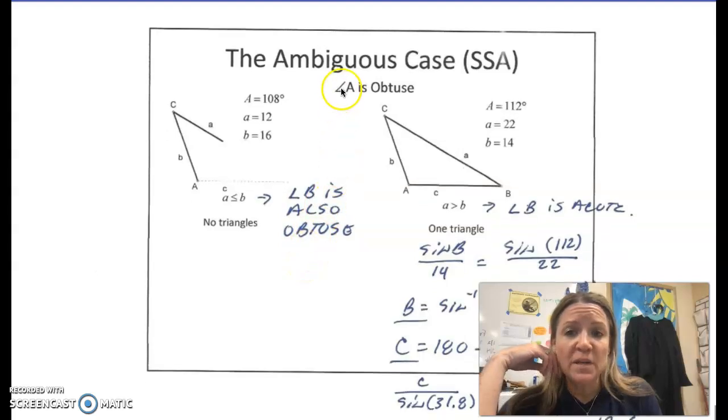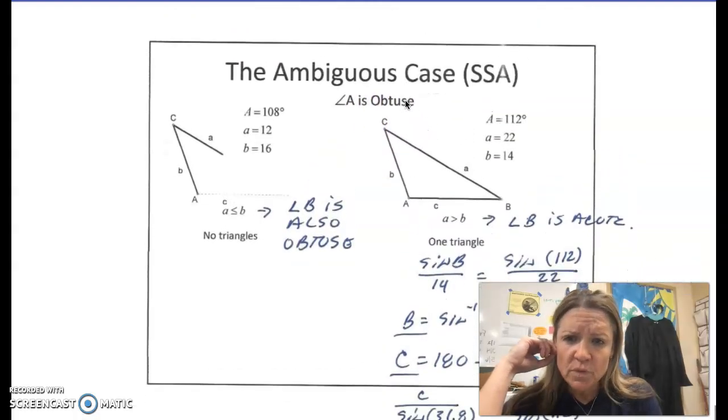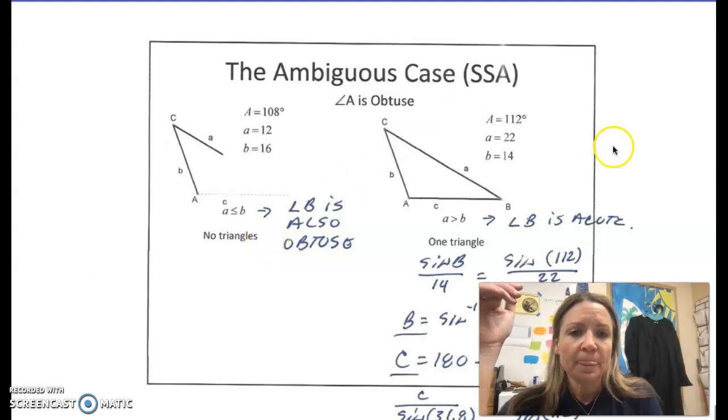All right, so on the little chart I had you copy down, now we're going to look at one that is obtuse. When it's obtuse, on the left here, angle A is 108, side A is 12, side B is 16. So A, in this case, is less than or equal to B. That means that there will be no triangles in this case. Just get that off the chart.